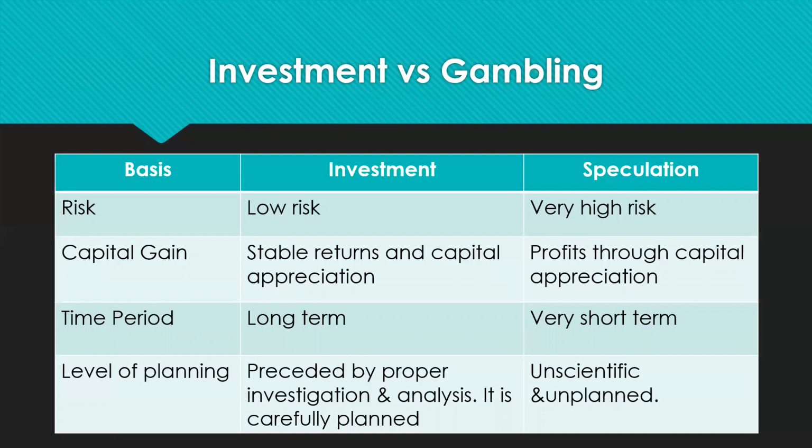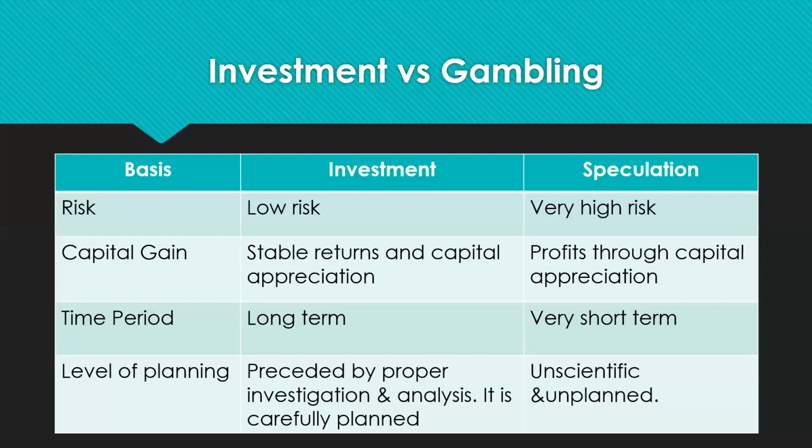They are expecting to earn profit by capital appreciation. That is, if you are investing in a race or lottery or card games, then you're depending upon luck to get you some return. So it is purely based on luck, and it is unscientific and unplanned. This is the difference between investment and gambling. Please note that the third column is gambling, and sorry I made that mistake in the PPT.